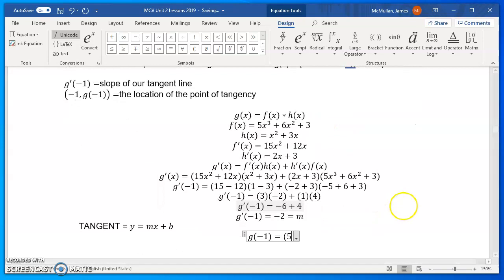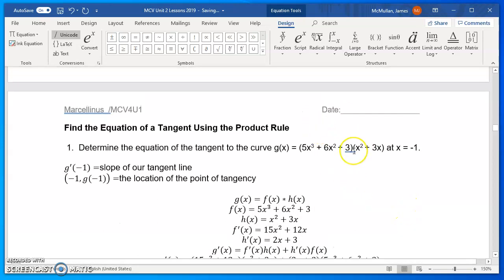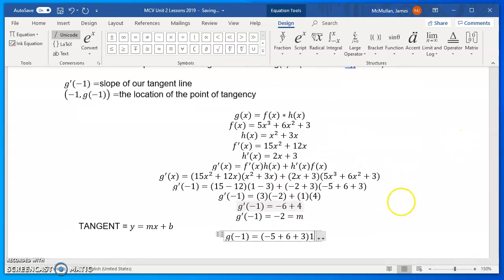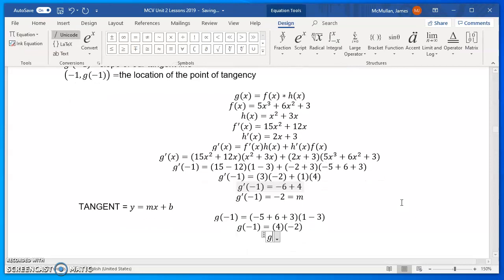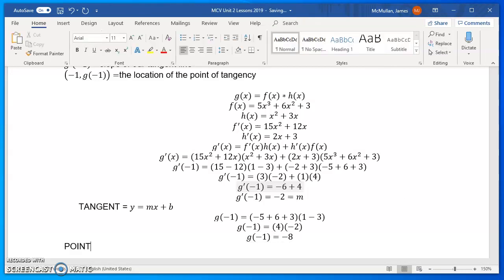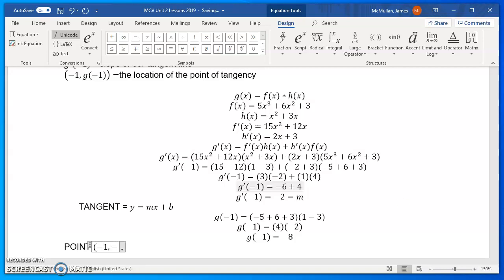Sub in negative 1 to the original equation. Okay, I get 5 times negative 1. Then I get 6 times positive 1, so plus 6 plus 3. In the second bracket, I get 1 take away 3. Okay, so g of negative 1 is equal to 4 times negative 2. And g of negative 1 is therefore equal to negative 8. Okay, so now I know that the point I'm looking for is negative 1, negative 8.